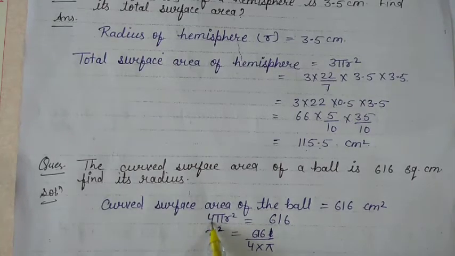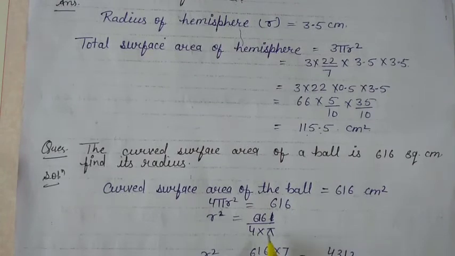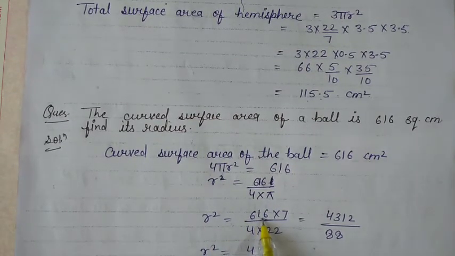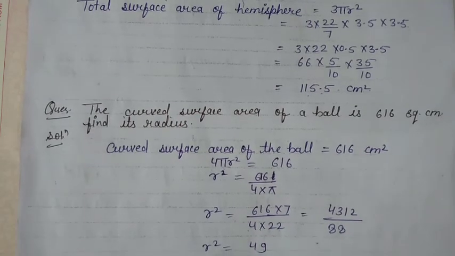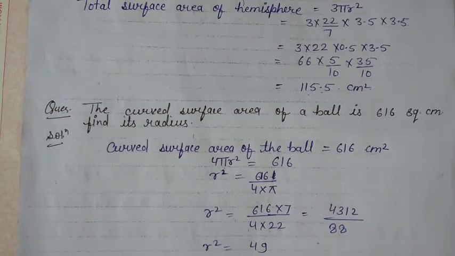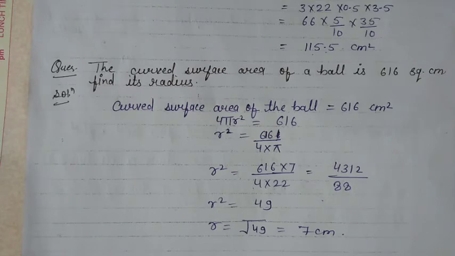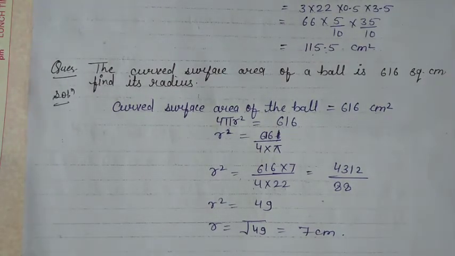Then we transpose 4 pi from the left hand side to the right hand side. So, r square equals 616 upon 4 into pi. Now, we will put the value of pi as 22 upon 7. So, r square equals 616 into 7 upon 4 into 22. And then we get our answer r square equals 49. Since r square equals 49, r equals the square root of 49, and that is 7 centimeter.